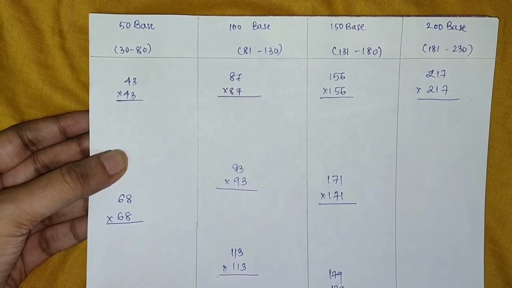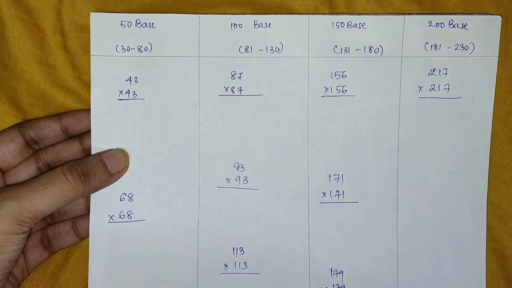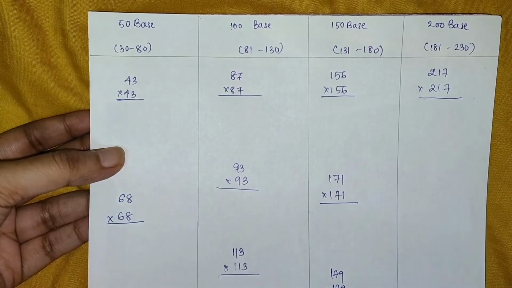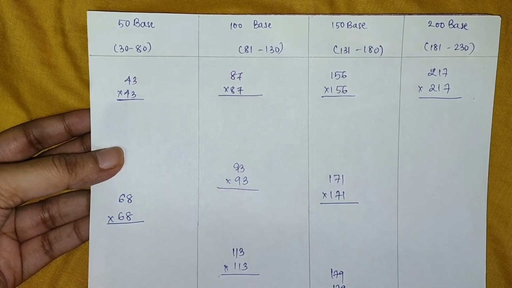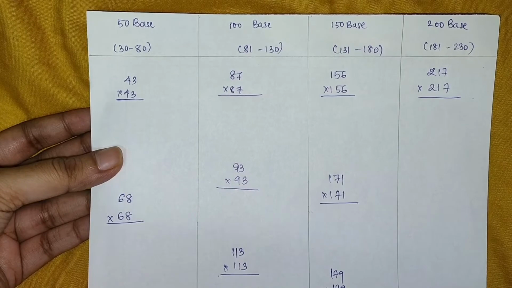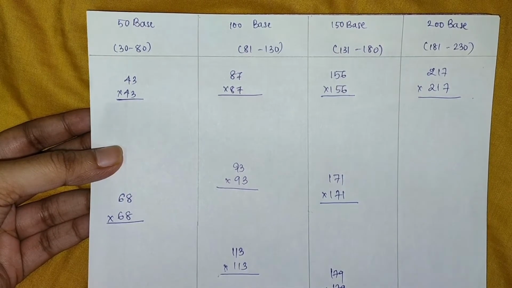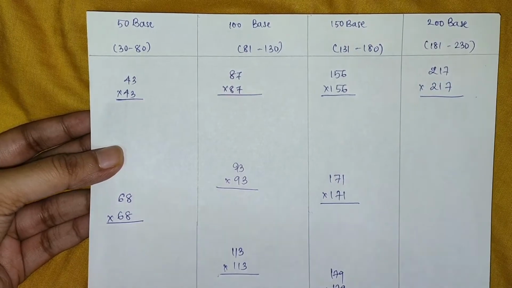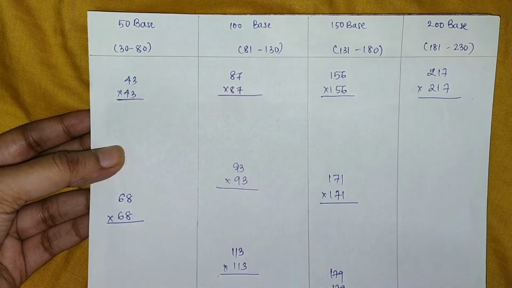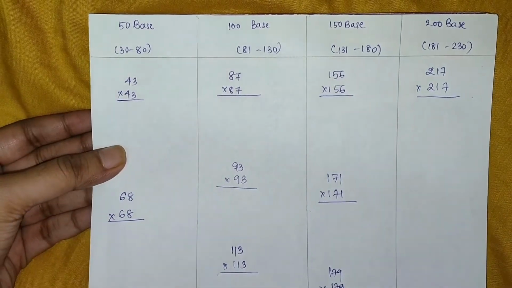In today's video, I will show you how to find squares of 2-digit and 3-digit numbers using shortcuts of Vedic math. So before starting, I would like to say that you need to know the squares of 1 to 30 in order to do such calculations. So let's begin.